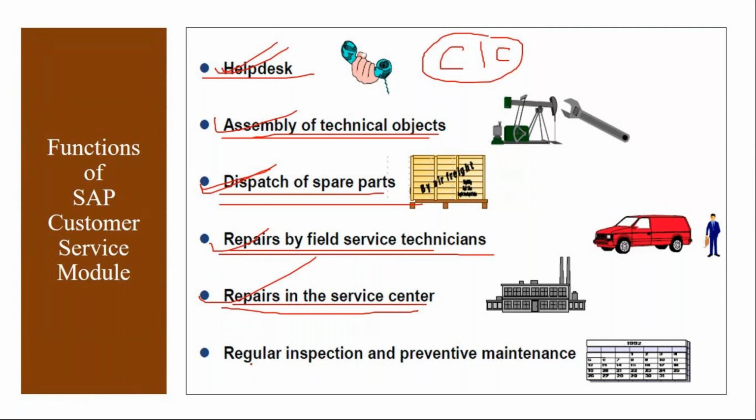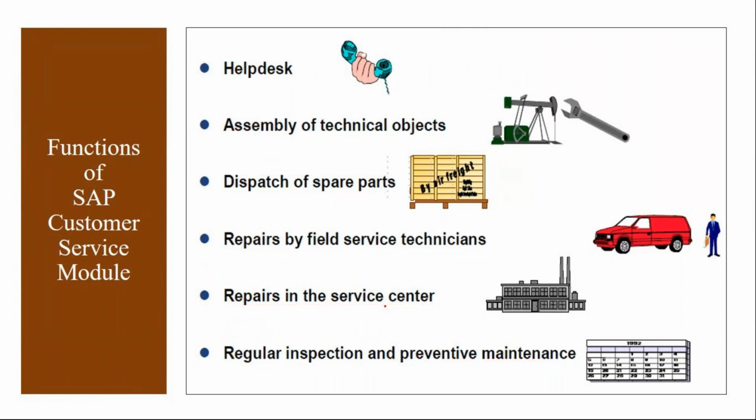Next one, regular inspection and preventive maintenance. This is the planned service. You will have an agreement with the customer that at regular intervals you will come and do the service activity. It is similar to preventive maintenance in the planned maintenance module. At regular intervals, you will do the servicing or whatever activity is required by the customer. So these are the various business processes. Now we will go into them on a high level.